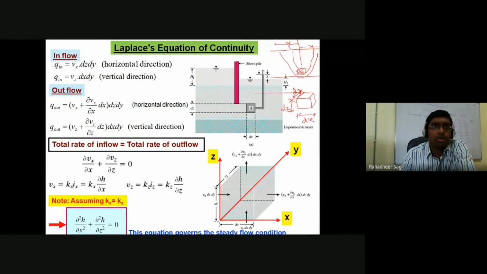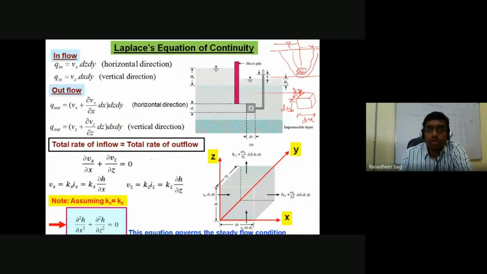Okay, so first let us try to understand what is the rate with which the flow is entering into the soil element in x direction and in the z direction, and with what flow rate the water particle is coming out of the soil element both in x direction as well as in z direction. And accordingly, let us try to write down the equations of equilibrium, from which we'll try to derive the corresponding Laplace equation that we can use in finding the solution.